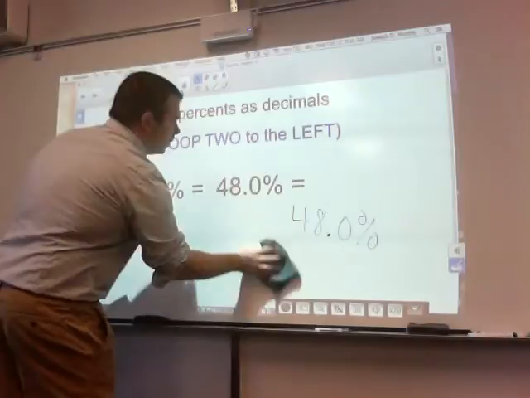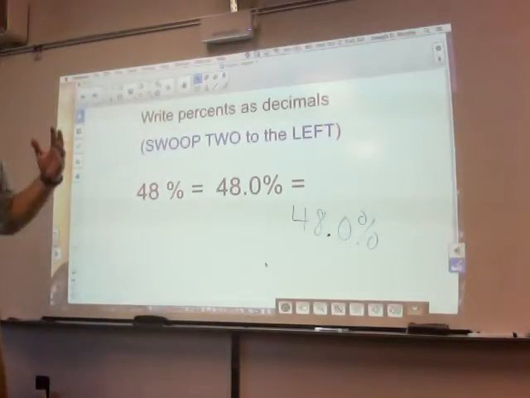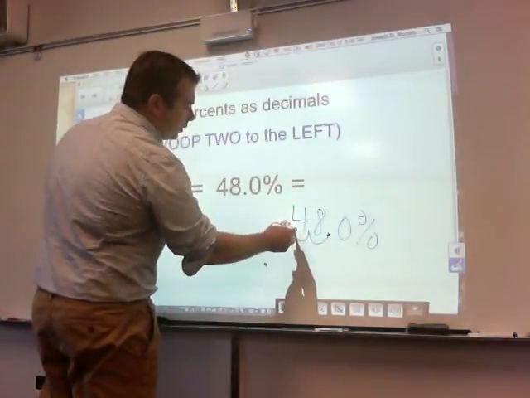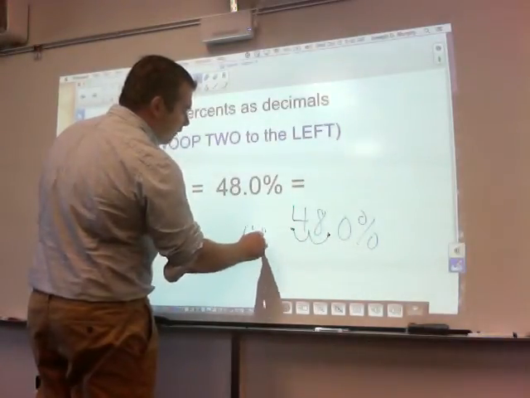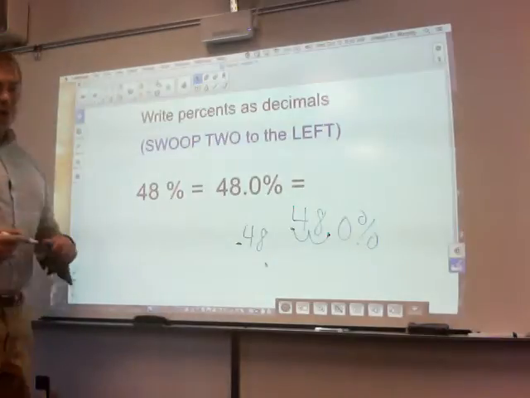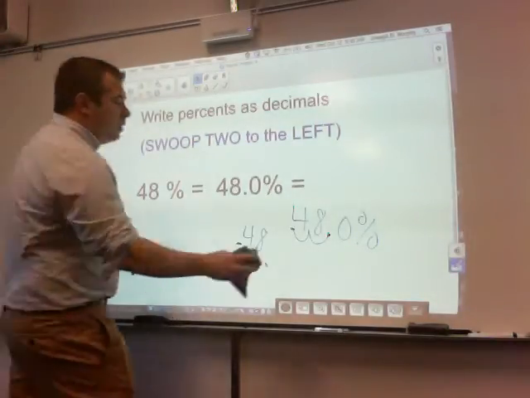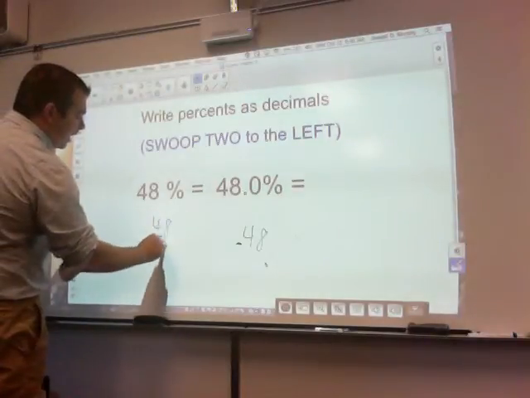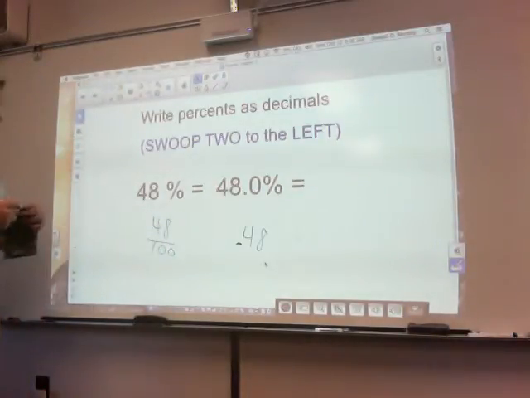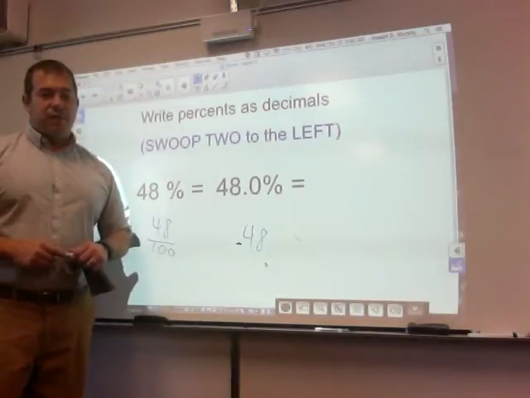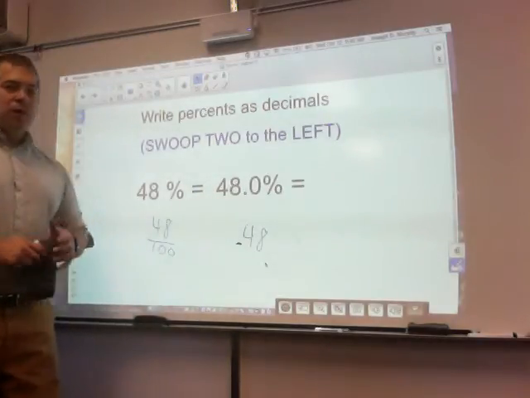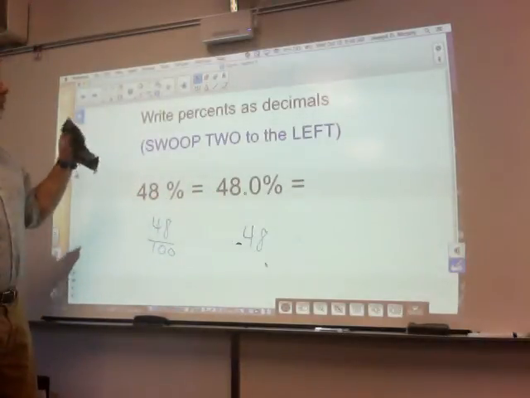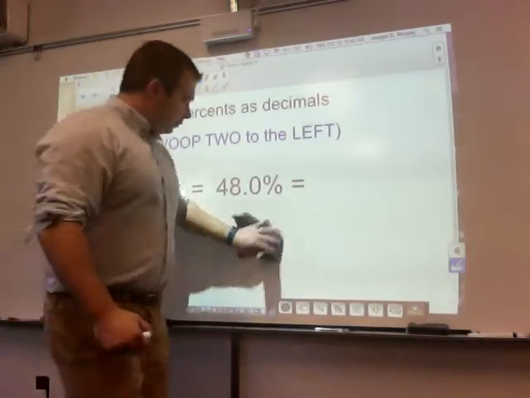Now, to make it into a decimal, we swoop 2 to the left. So it would be 1, 2. And you have 48 hundredths. All right, and we also probably already knew that due to the fact that 48% was 48 out of 100, so we knew it was 48 hundredths. All right, so you swoop 2 to the left. We'll have a poster up here reminding you of that, but you swoop 2 to the left when you're going from a percent to decimal.